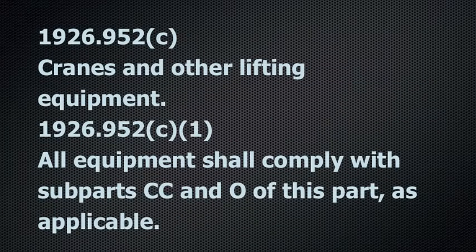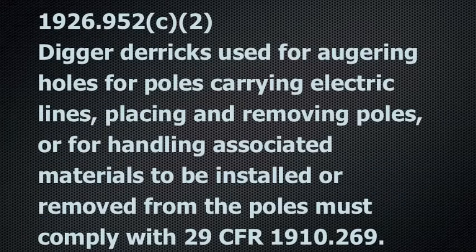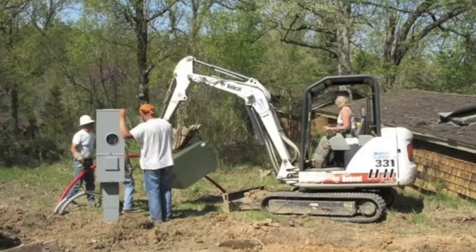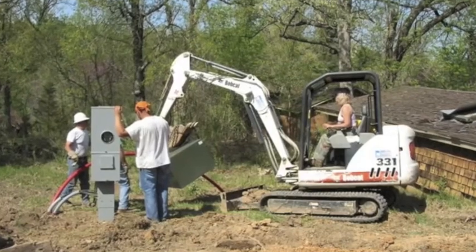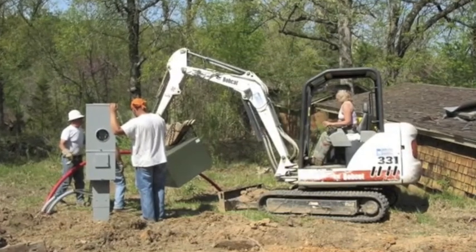Section C covers cranes and other lifting equipment. Section C1. All equipment shall comply with subparts C, N, and O of this part as applicable. Section C2. Digger derricks used for augering holes for poles, carrying electric lines, placing and removing poles, or for hauling associated materials to be installed or removed from poles must comply with 29 CFR 1910.269. Here's an example of a piece of equipment in a situation in which it must comply with these codes.